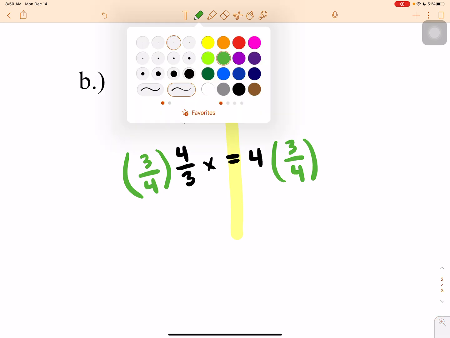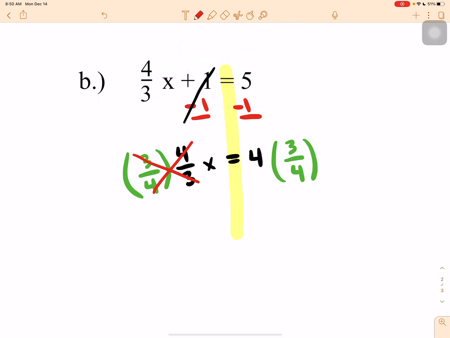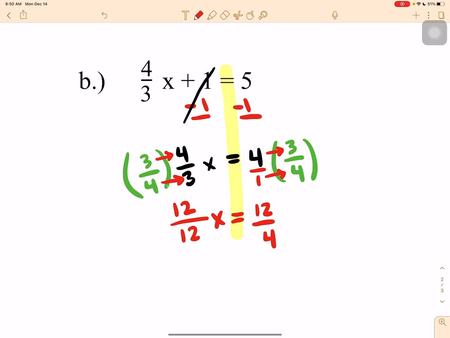And this right here, I'm just going to show you what would happen is the 3's would cancel out and the 4's would cancel out. But I'm going to show you why. 3 times 4 is 12 over 4 times 3 is 12x. Okay? And then over here, I need to put the 4 over 1 to be able to multiply my fractions. 4 times 3 is 12. 1 times 4 is 4. So now you guys see right here, 12 divided by 12 is just 1, right? I don't have to write the 1, it's just 1x that's left, because 12 over 12 is just 1. 12 divided by 4 is 3.